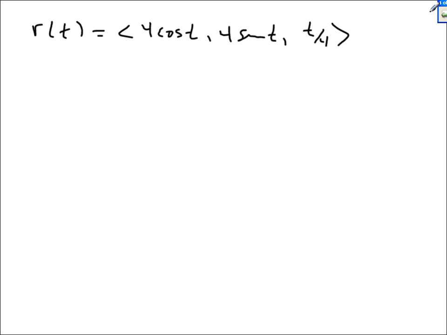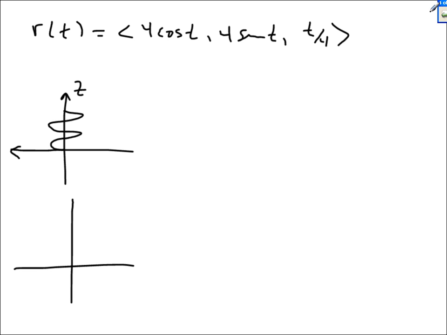Okay, so we're told, it's an interesting problem. We know that r of t is 4 cosine t, 4 sine t, t over 4. Okay, that we know. And we also know that depending upon the angle we look at this graph in, it looks differently. It might look like that. It might look like that. Might look like that.